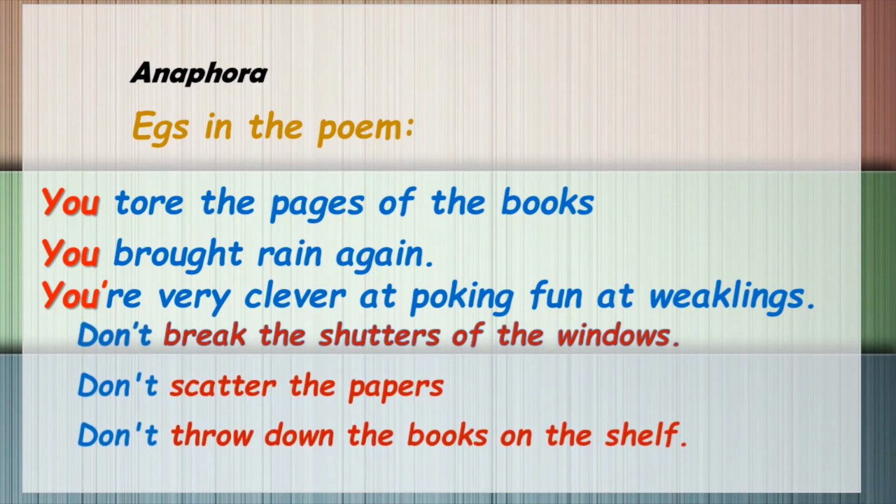The second example, don't break the shutters of the windows. Don't scatter the papers. Don't throw down the books on the shelf. In these 3 continuous lines, we find the repetition of the word don't at the beginning of each line. So anaphora is that figure of speech where a word or a group of words is repeated at the start of each line in consecutive sentences.